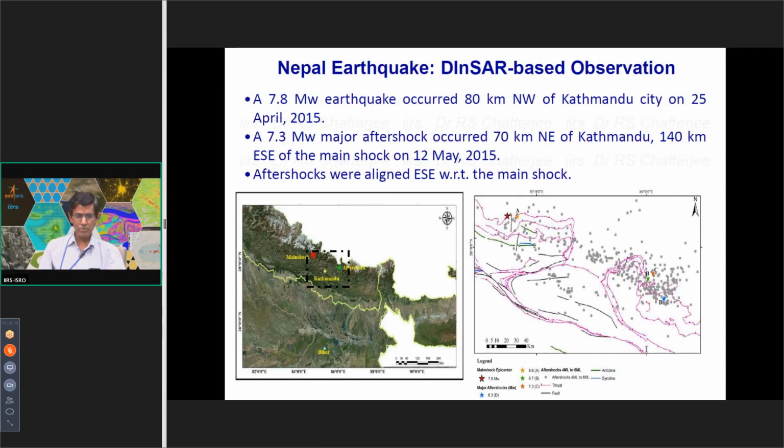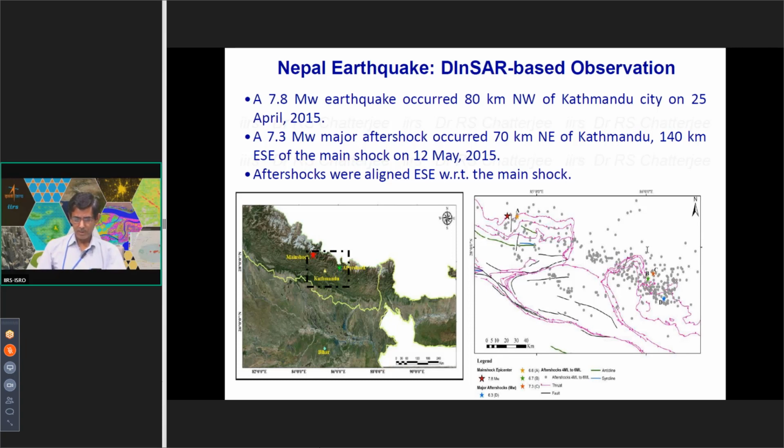Now coming to the Nepal earthquake. The Nepal earthquake was a 7.8 magnitude earthquake, quite a very large earthquake. It occurred 80 kilometers northwest of Kathmandu city. You can see the location of the earthquake as the red star. From Kathmandu the distance is around 80 kilometers, and this earthquake occurred on 25th April. After this earthquake, many aftershocks occurred.